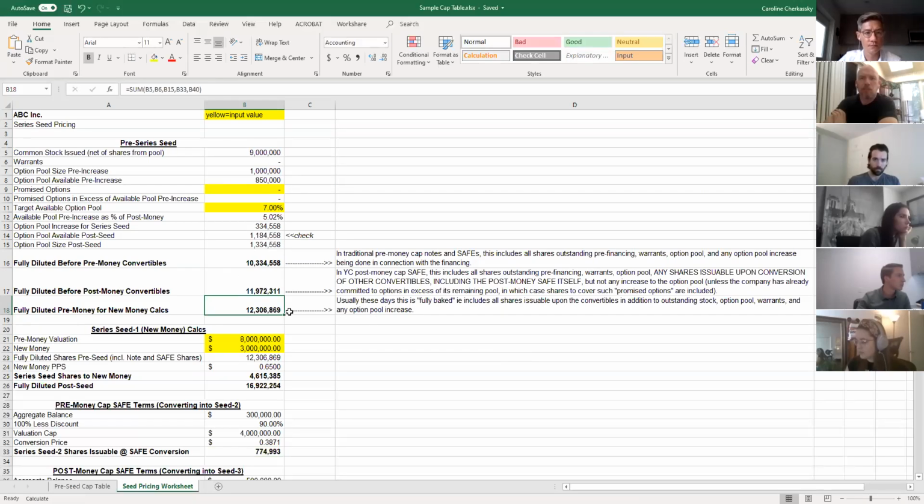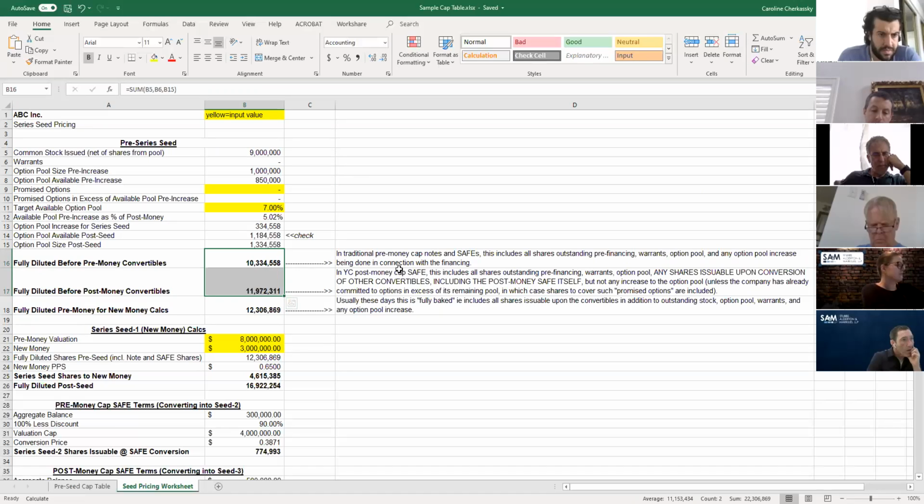Yes. Okay. This number for the new money denominator includes all the shares issuable upon the safes, which is why it's higher. The reason these two are different is because they have different inputs based on their terms. And by the way, you could have any combination of these. You have all these numbers here.